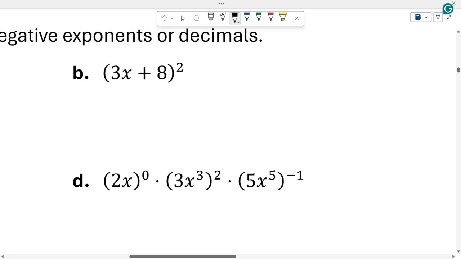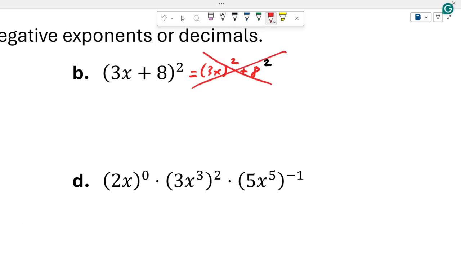2b. Again, we want to distribute. So what I have here is a binomial squared: (3x + 8) squared. If I'm teaching your class, I'm going to say throughout the year, don't make this mistake. Do not just jump right to this. Sorry, squared. Okay. So please don't do that. Okay, that is wrong. You cannot just distribute the squared to both terms and call it a day.